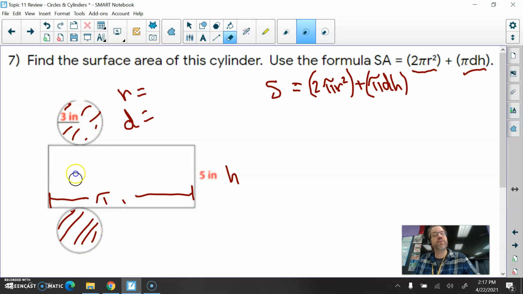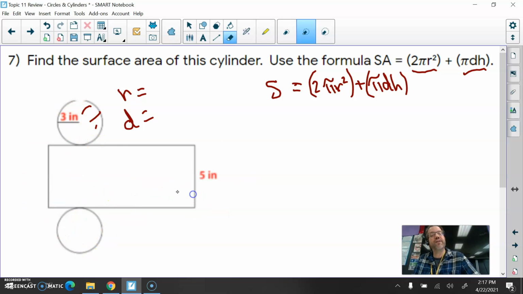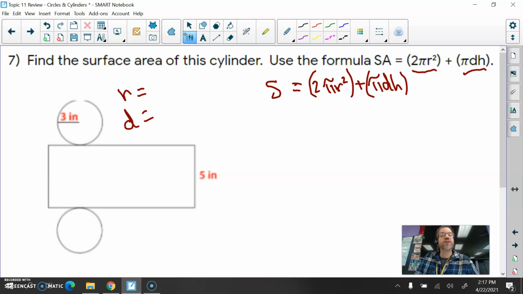I'm going to clean things up here a little bit. Got kind of a mess here. That's better. If you look at this circle here, this measurement goes from the center of the circle out to the outside of the circle. That's your radius of 3 inches. The diameter goes all the way across, so we need to double this 3 inches to get our diameter. So the diameter is 6 inches. Again, the 5-inch measurement here is the height of the entire cylinder.